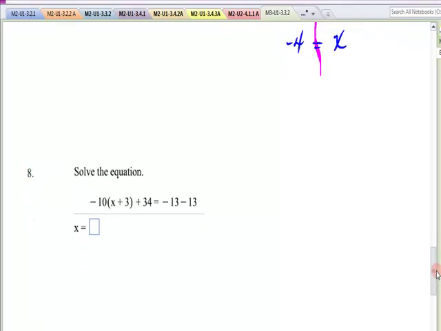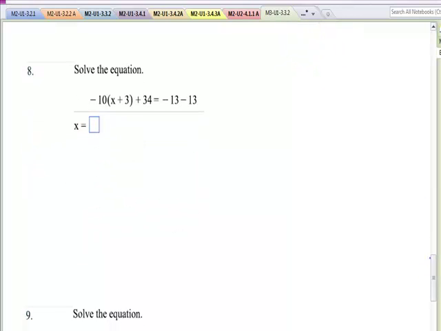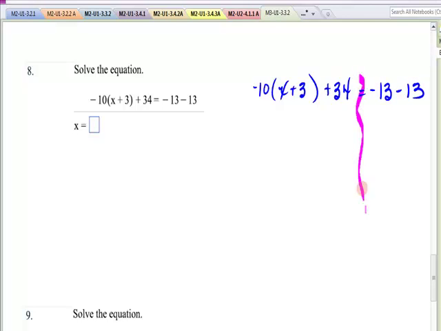All right, let's take a look at number 8. Oops. Let's try to get more space. All right. I have negative 10 parentheses, x plus 3 close parentheses plus 34 is equal to negative 13 minus 13. All right, can I simplify on the left side? Yes. Distributive property. Negative 10 times x is negative 10x. Negative 10 times 3 is negative 30. And I still have a plus 34.